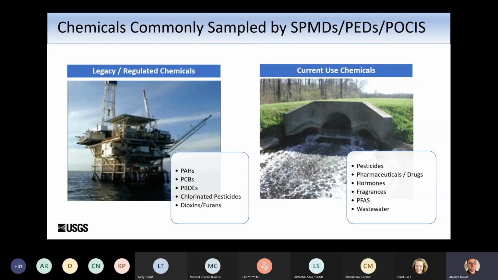There have been many types of chemicals measured in SPMDs, PEDs, and POCIS. The most common chemicals can be grouped into either those legacy or regulated chemicals and the current use chemicals. And you can kind of see here where those break out. The legacy or regulated chemicals include your polycyclic aromatic hydrocarbons, the PAHs, your polychlorinated biphenyls, PCBs, the polybrominated diphenyl ether flame retardants, the PBDEs, and your typical legacy chlorinated pesticides such as DDTs and chlordanes, as well as dioxins and furans. Current use chemicals tend to include pesticides currently in use, and a lot of chemicals that you would think of coming from wastewater treatment plant effluents. So pharmaceuticals, hormones, fragrances, and of course, now with the interest in PFAS.